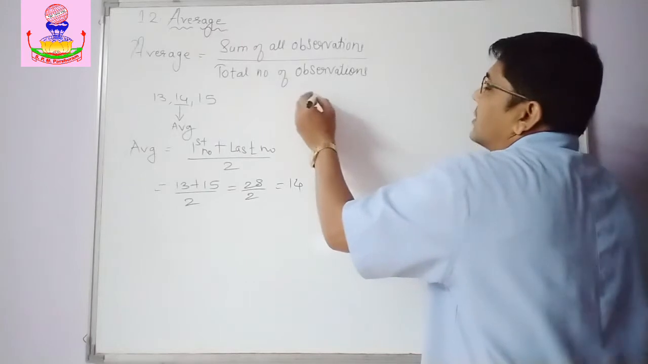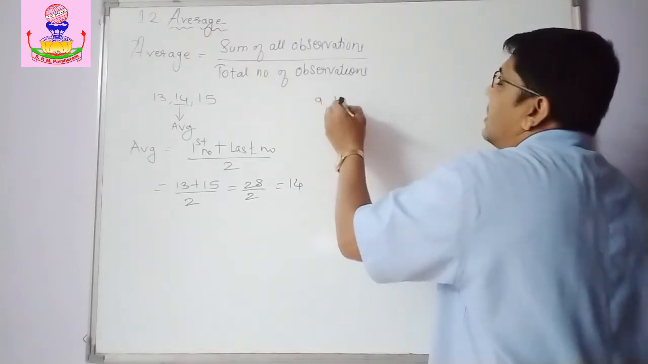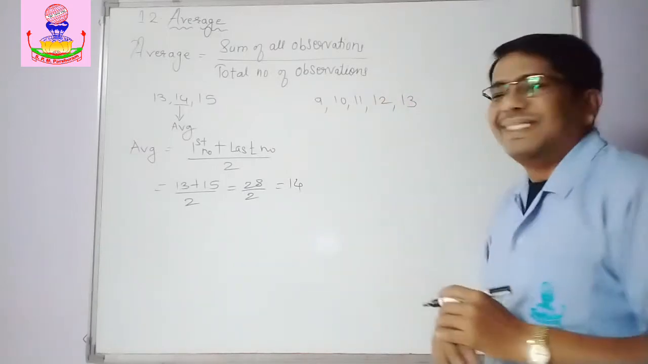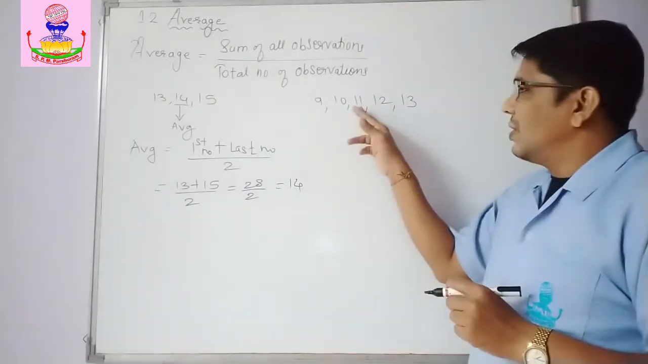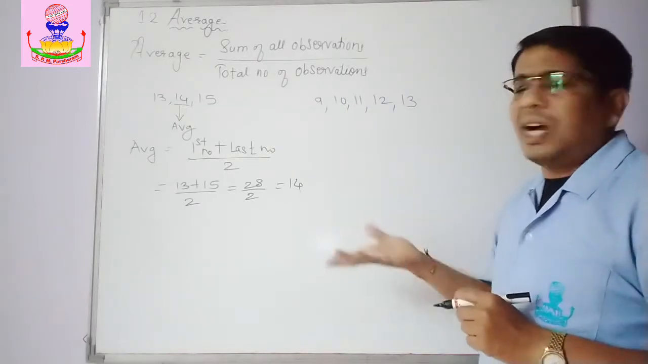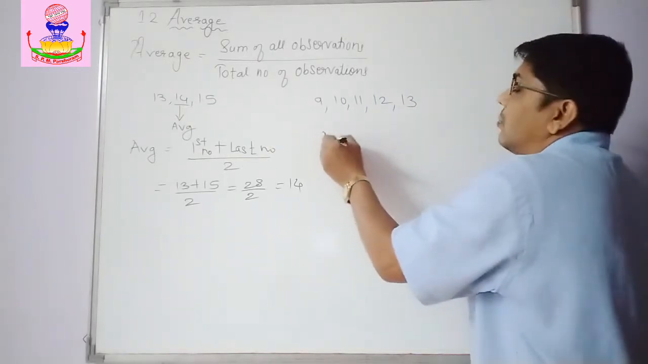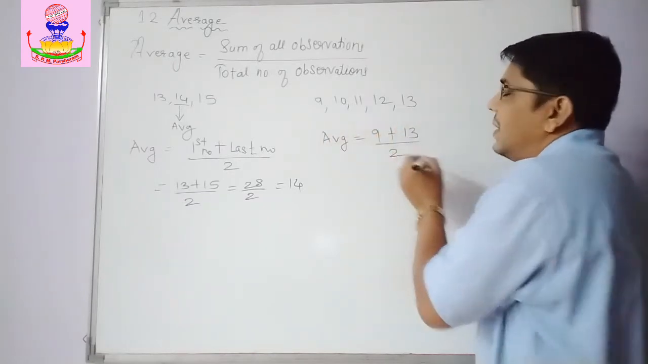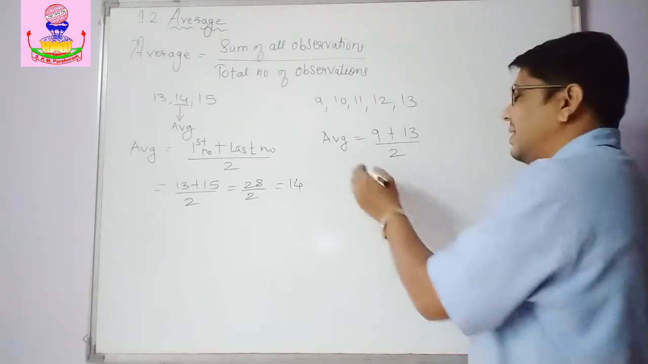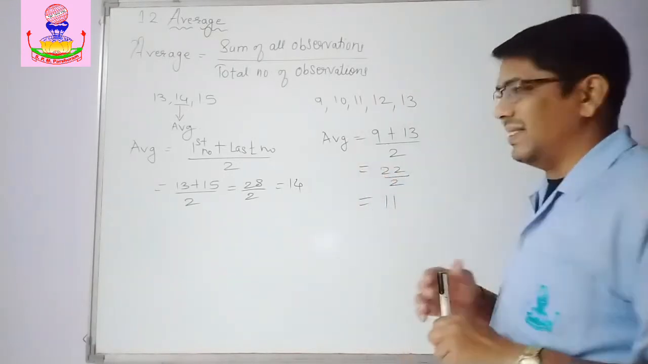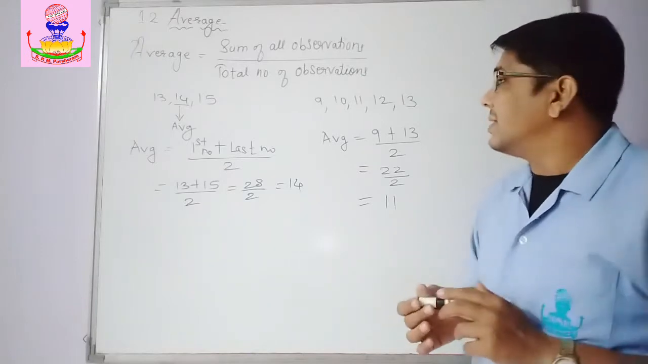Now suppose there are 5 numbers. For example 9, 10, 11, 12, 13. So our average is the middle number. Again the same formula. Average is equal to the first number 9 plus the last number 13 divided by 2. 13 plus 9, yes, 22. 22 upon 2, that is 11.